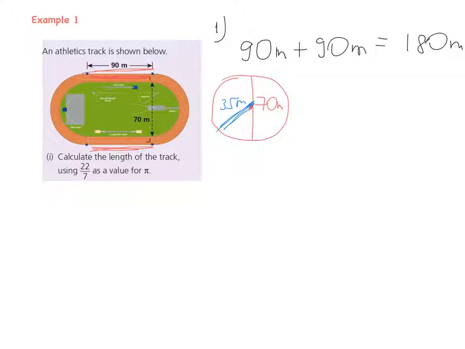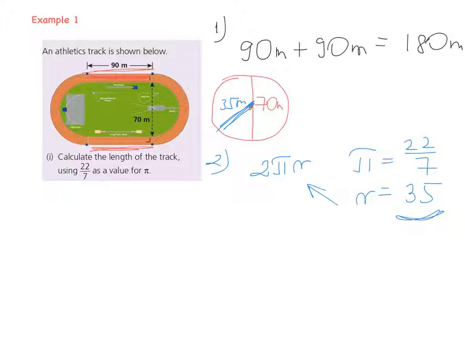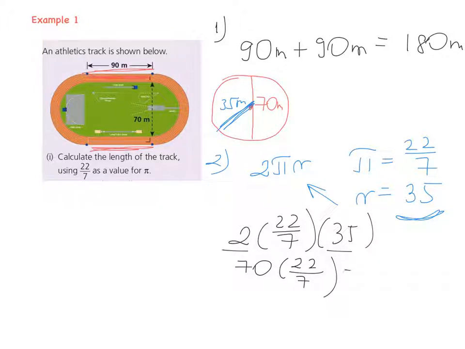Now we need a formula for the perimeter. The formula is 2 pi r. If we know pi is 22/7, and r is 35, we just need to put these numbers into the formula. So we have 2 multiplied by 22/7 and multiplied by 35. We can multiply first, so we have 70 multiplied by 22/7. We can simplify it. 70 divided by 7 is 10, and 10 multiplied by 22, the answer is 220 meters.